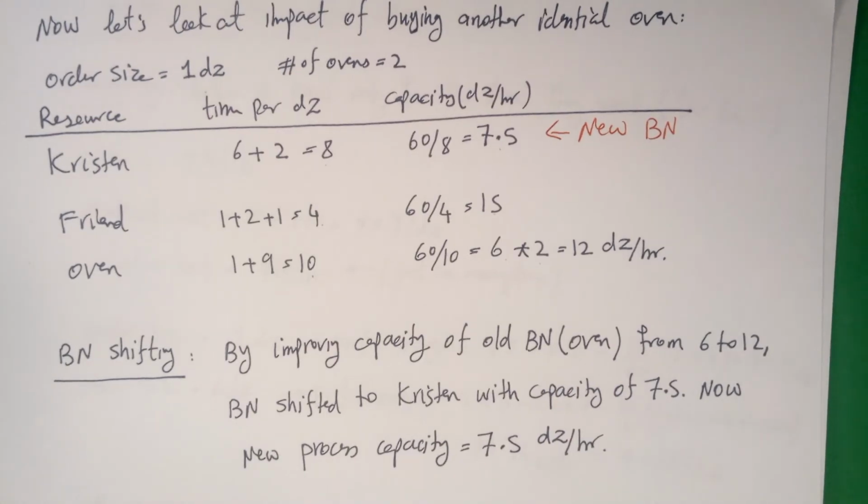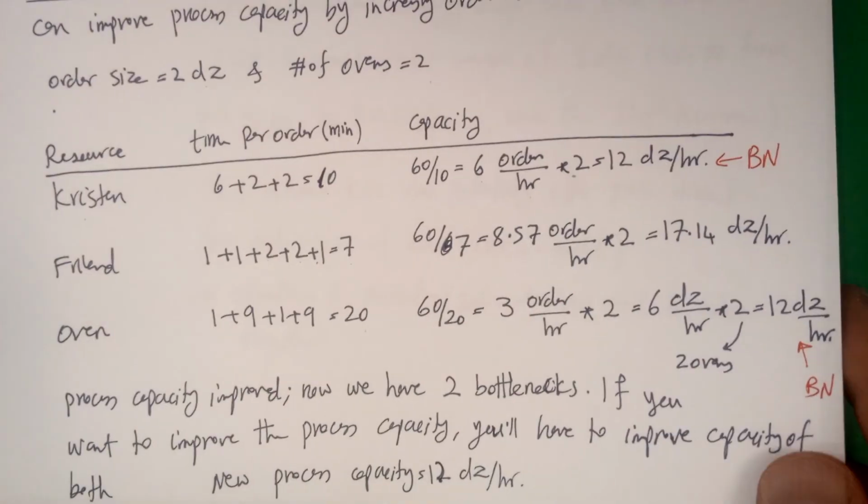Now let's combine those two together. Once I know that I can improve the capacity of the process with 2 ovens, and my bottleneck right now is Kristen, what if I change the order size from 1 dozen to 2 dozens? If I do that, this is what's going to happen.